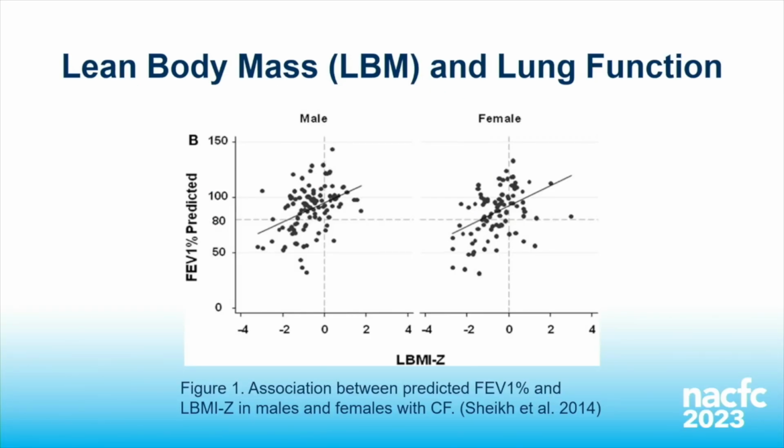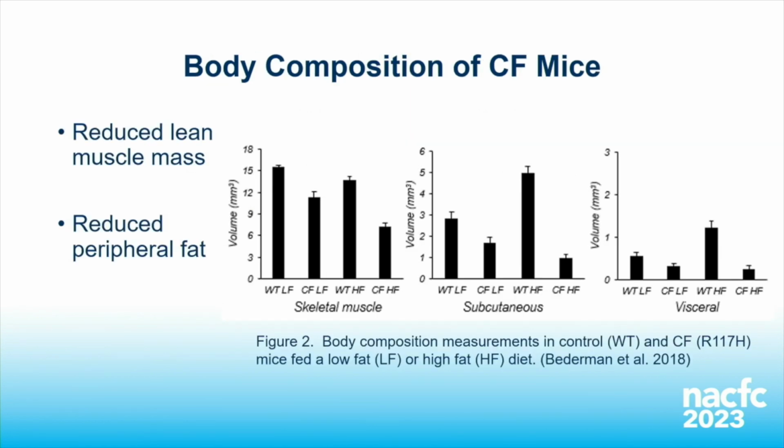So a strong correlation has been established between lean body mass and lung function. The correlation is a positive one, in which an increase in lean body mass is associated with an increase in lung function. Prior to the implementation of modulators, people with CF had difficulty putting on and maintaining lean muscle mass. However, since modulators have become a form of therapy, people with CF have been experiencing increases in lean body mass.